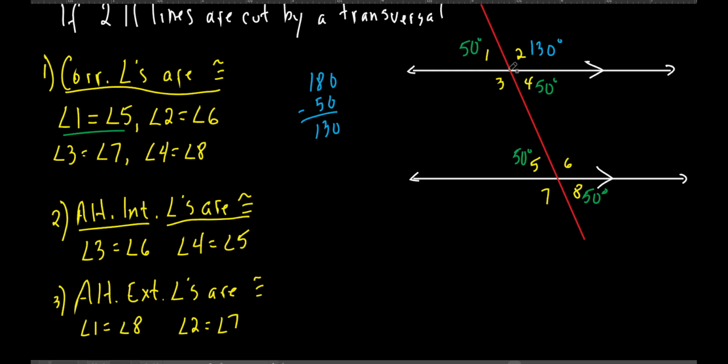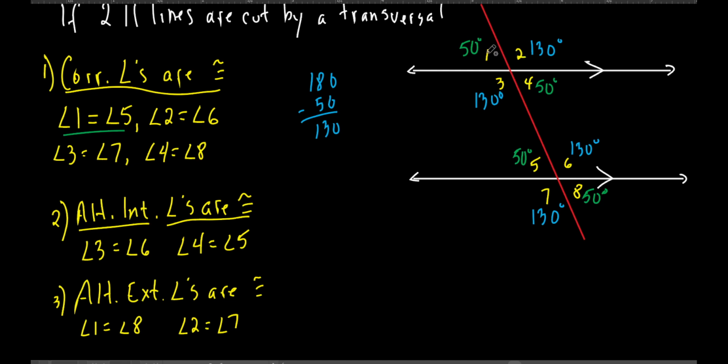Let's go a little faster. Angle 2 and 3 are equal because they're vertical angles. So what's angle 3 equal? 130. Okay. Look at 3 and 6. Why are 3 and 6 equal to each other? Alternate interior angles. 3 and 6 are not corresponding. They're alternate interior angles. So angle 6 must be 130 degrees. 6 and 7 are vertical angles, so they're equal.